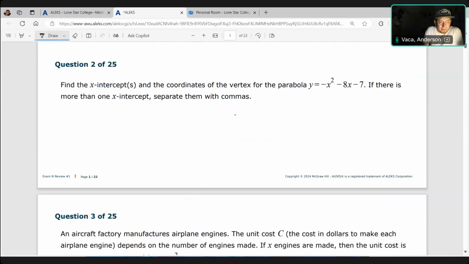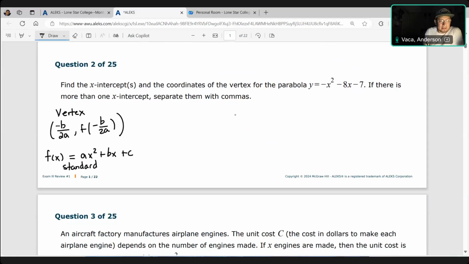To find the vertex, we're going to use this fancy formula: negative b over 2a, and then f of negative b over 2a. Let me explain. If we have a parabola in standard form, ax squared plus bx plus c, then the vertex can be found by using this formula.